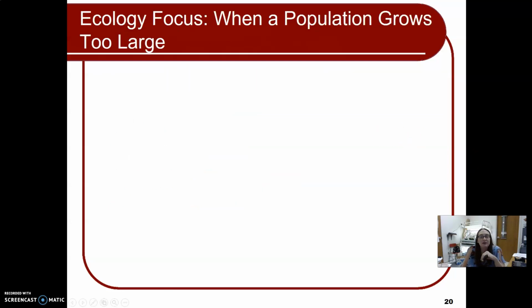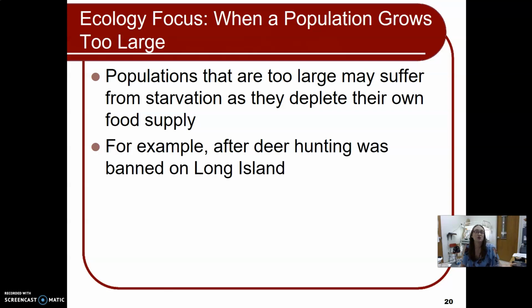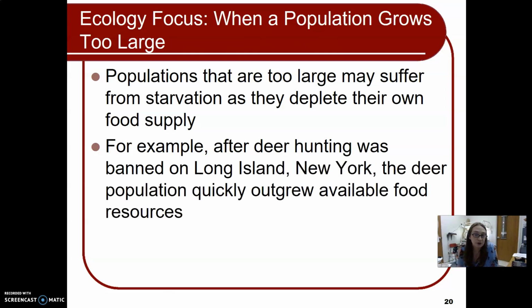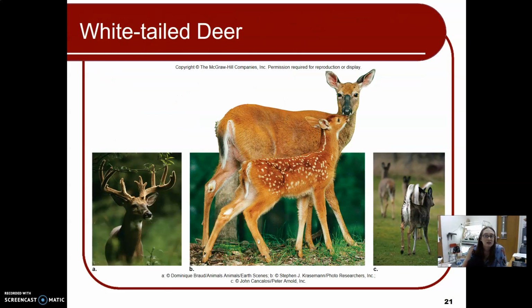So what happens when a population grows too large? They can suffer from starvation because they've eaten up their own food supply. For example, deer hunting was banned on Long Island, New York, and the deer population exploded. They quickly outgrew available food resources and ended up starving. Basically there was no grass, and the fawns were the first to starve because they couldn't reach higher in the branches. So you had a decrease in population because of that.